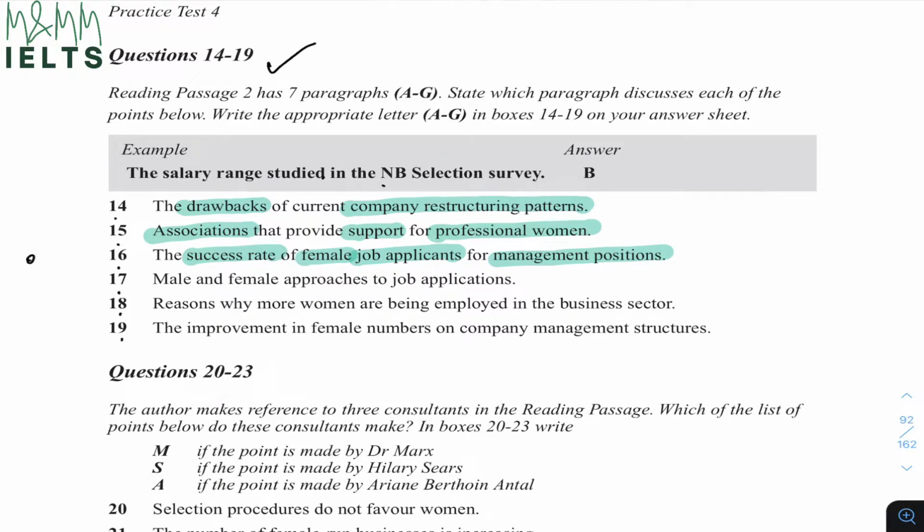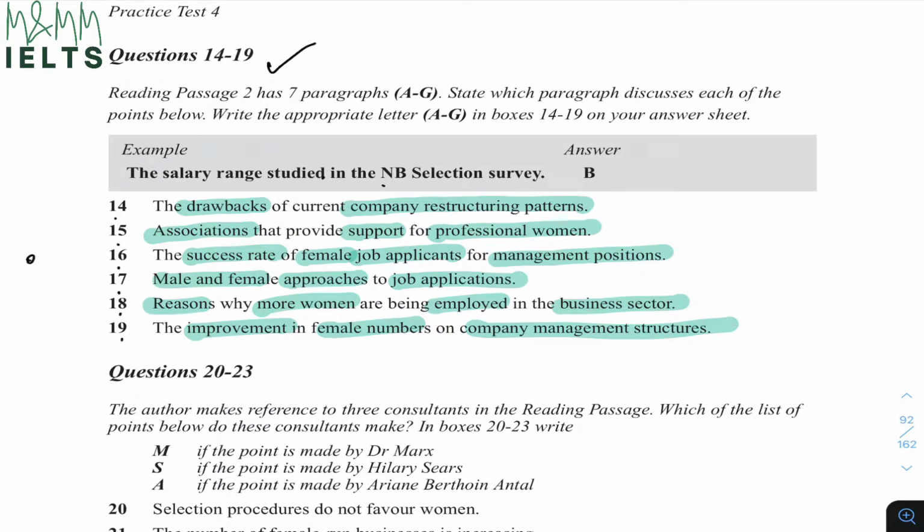Next, male and female approaches to job applications. So male and female approaches, job applications. Very good. Next, reasons why more women are being employed in the business sector. Reasons, more women employed, business sector. The improvement in female numbers on company management structures. Improvement, female numbers, company management structures. Very good.